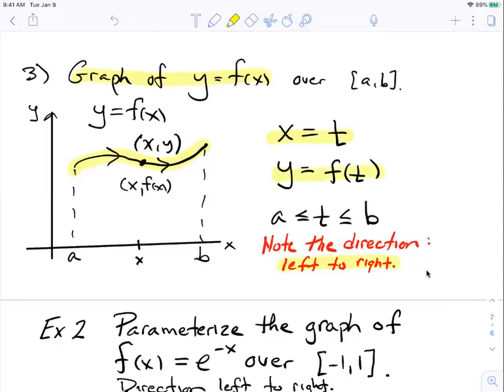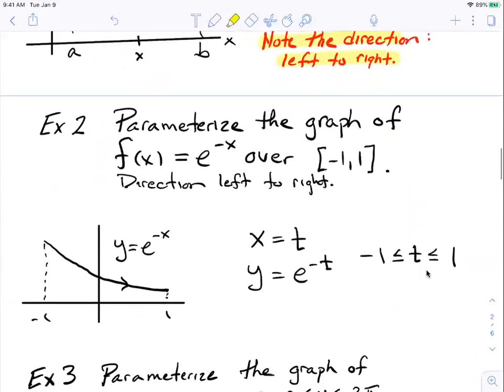So parameterizing the graph of a function is really just a psychological point of view switch. You just think that some number, the parameter, determines x and y, but x is just the parameter. It'll always give you a parametric way to think about the graph of a function. All right, and again, note the direction, left to right.